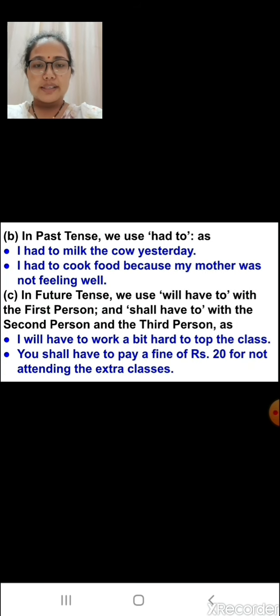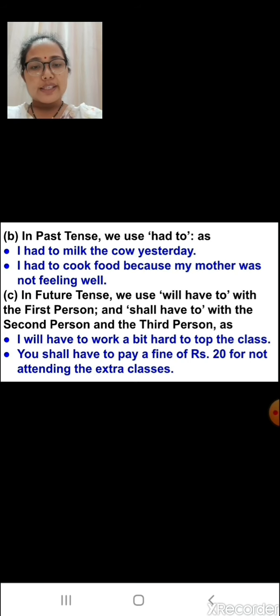In the past tense, we use had to. For example, number 1, I had to milk the cow yesterday. Number 2, I had to cook food because my mother was not feeling well.